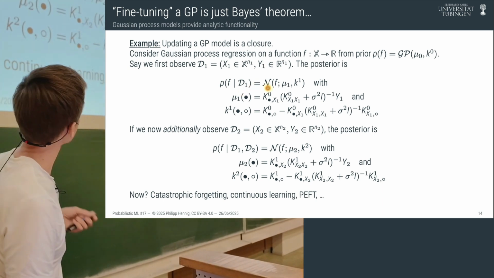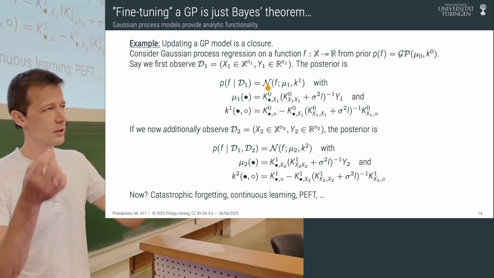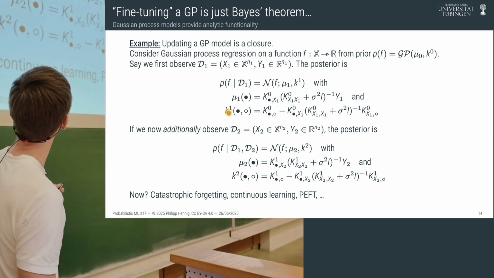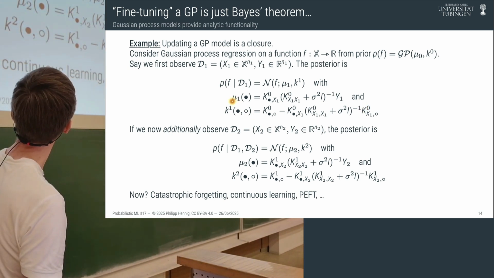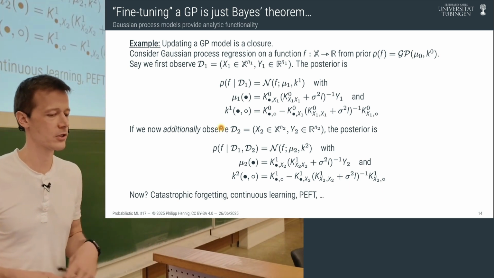Then because the Gaussian likelihood and the Gaussian prior are conjugate to each other, the posterior is again a Gaussian process. It's a Gaussian process with a new mean function and a covariance function, which I can think of as a new mu1 and k1. So it's just another function and kernel.